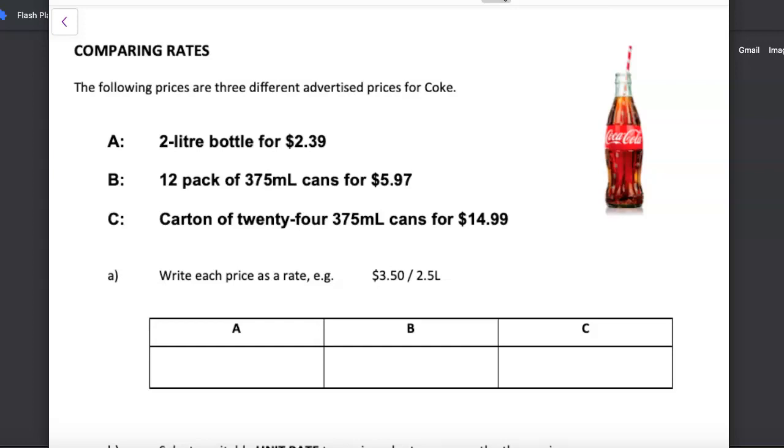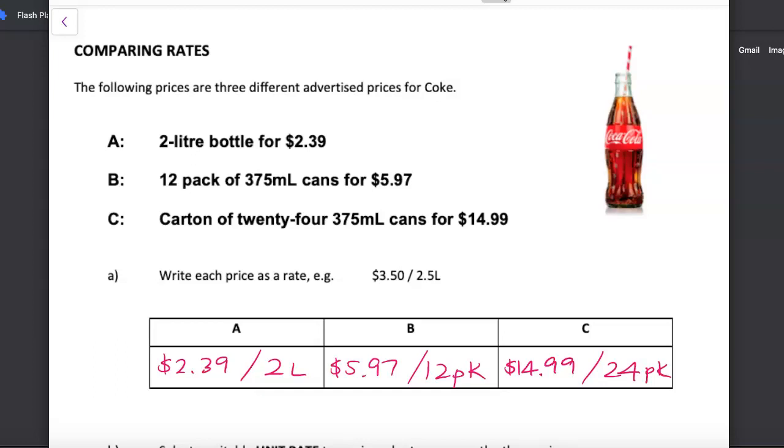So in option A, I'm going to write this as $2.39 per 2 litres. And I've written a rate to represent that. In option B, I've paid $5.97 for a 12-pack. And in option C, I've paid $14.99 for a 24-pack.